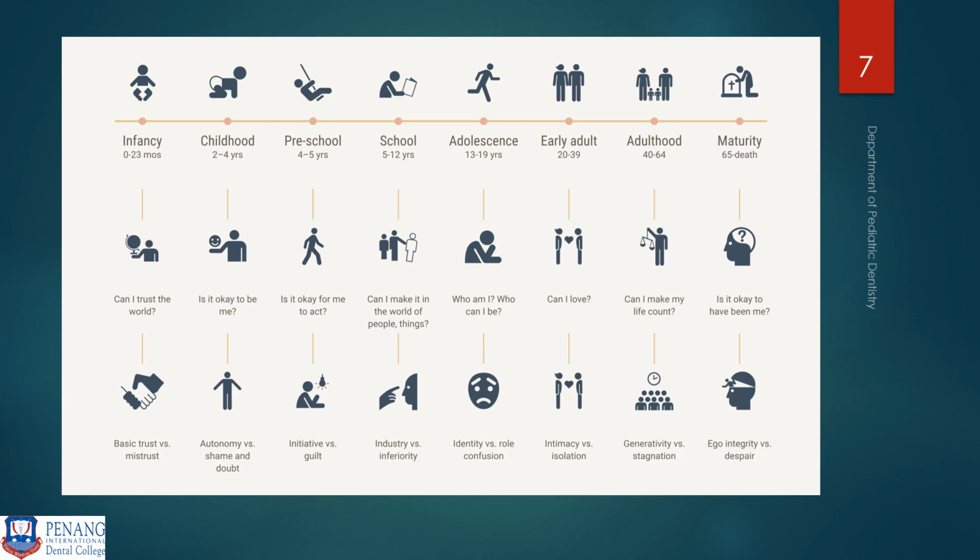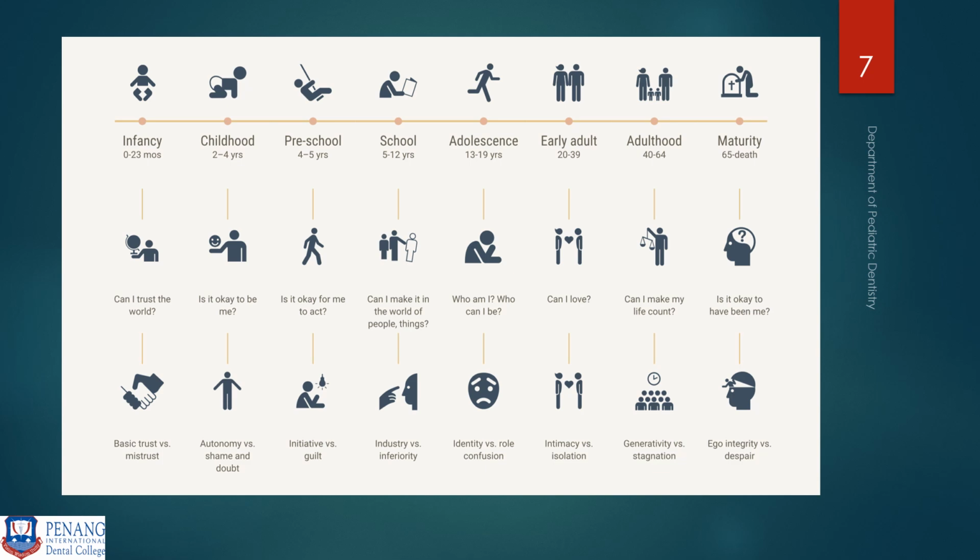On successful completion of adolescence, you come to the stage of early adult, and here the question the individual asks is, can I love? And therefore you will have a crisis of intimacy or isolation. So again, successful completion of early adulthood will take you to the middle adulthood, where the question the individual asks is, can I make my life count? Is my life worth it? And here you will have the crisis of generativity versus stagnation.